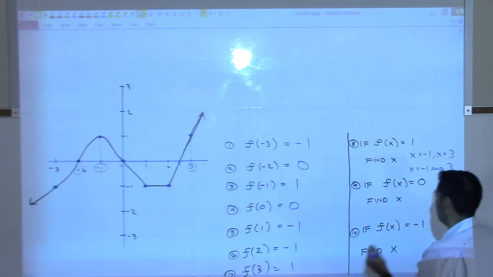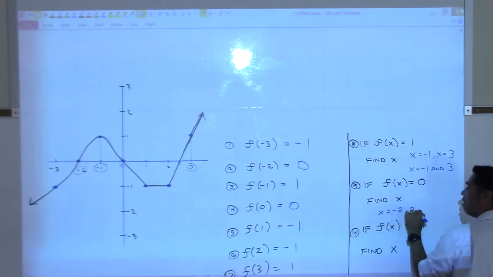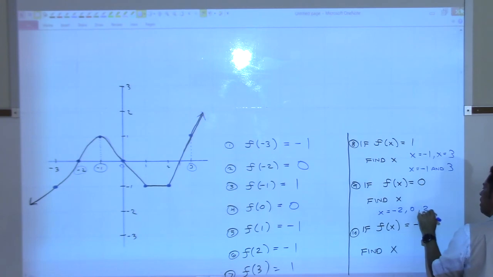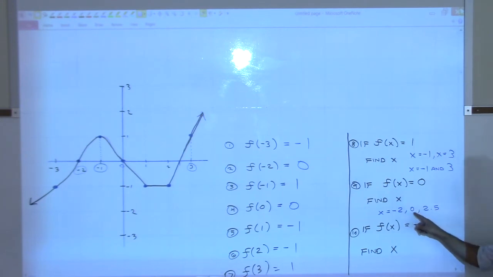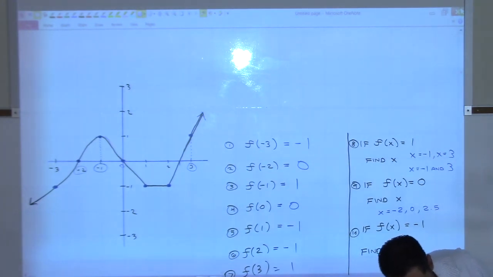X equals -2, 0, and you said 2.5? All right, 2.5, you could write 2.5, that's fine. I'm just separating my answers with commas. Are there any questions on that one? All right, and finally, why don't you pick one of those?